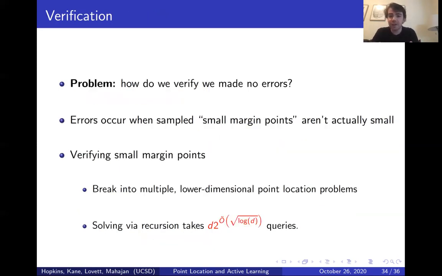Now, how do we actually verify that we didn't make any errors in this procedure? Well, errors occur when approx max fails, when our probabilistic simulation testing small margin points fails and they aren't actually small. So what we need to verify is that a bunch of small margin points that we use throughout the process, possibly d squared of them, are actually small margin. And this is a little bit difficult to do. The way that we do it is we break it down into smaller, lower dimensional point location problems, and then we solve recursively. This ends up taking about d times 2 to the square root log d queries, which is non-optimal. And it uses the internal structure of our weak learner.